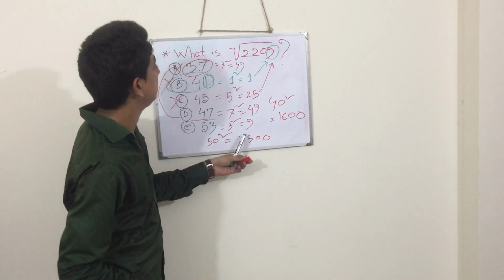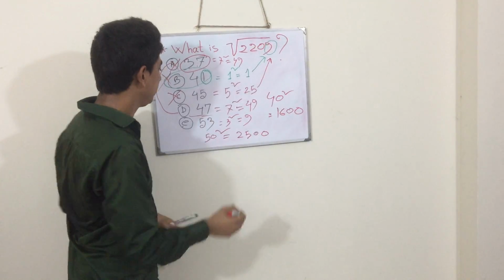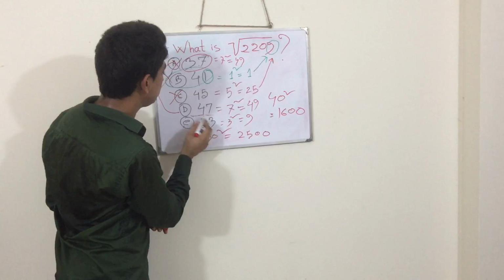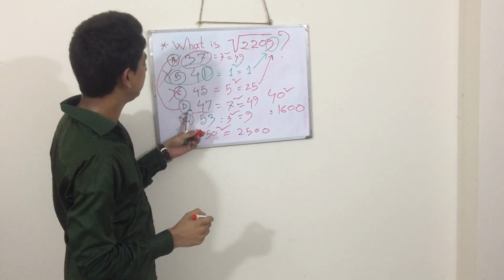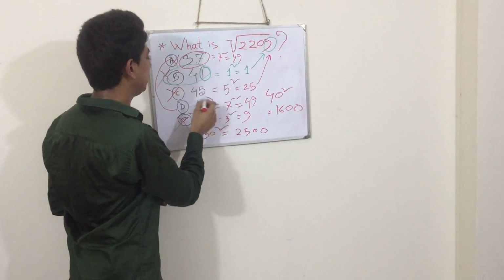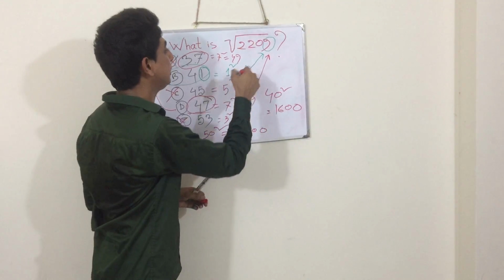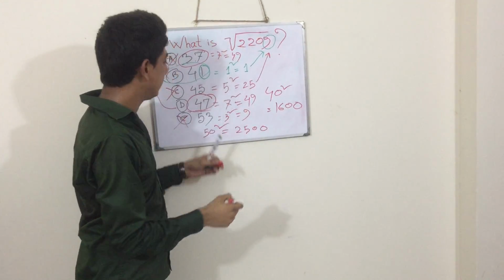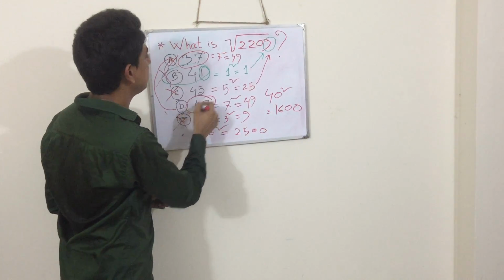Now 2500 is much more than 2209, so the answer must be less than 50. So you can just eliminate 53. The answer which is left is 47, so it must be the answer. You don't need to square 47 to check whether it is 2209. Since we have eliminated all the answer choices except D, D must be the answer.